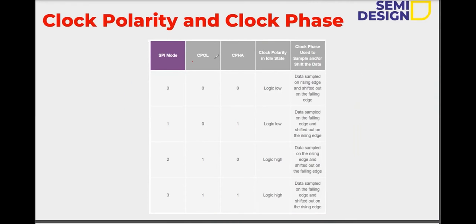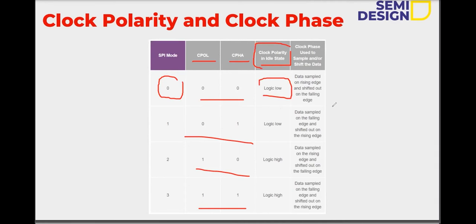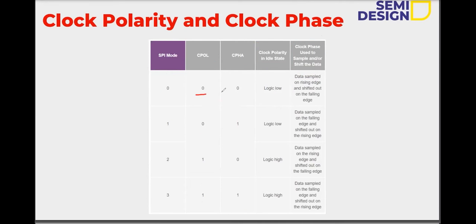Okay, CPOL and CPHA mean 2 bits. 2 bits in the sense we'll have 4 combinations: 00, 01, 10, 11. So if SPI mode is 0, then both are 00, and we are saying the clock polarity in the idle state is logic low. If you see how the clock phase is used to sample or how the data will be shifted: if clock polarity is 0 and clock phase is also 0, the data will be sampled on the rising edge of the master to slave and shifted out on the falling edge.